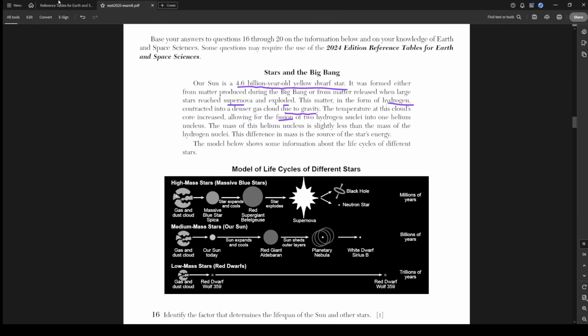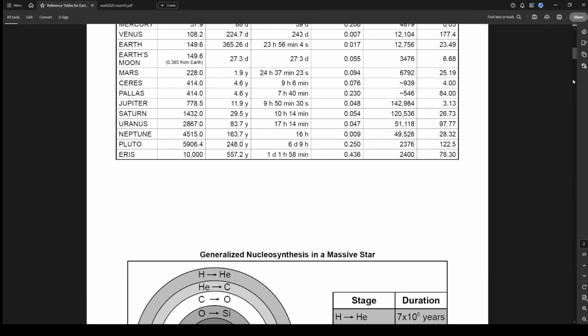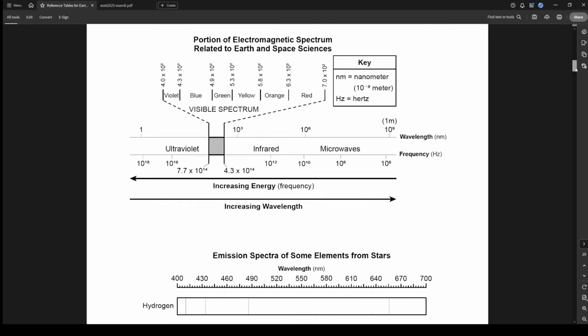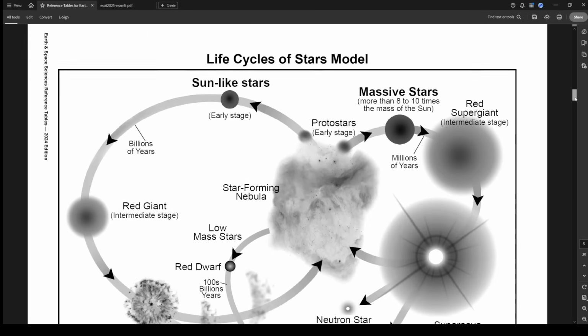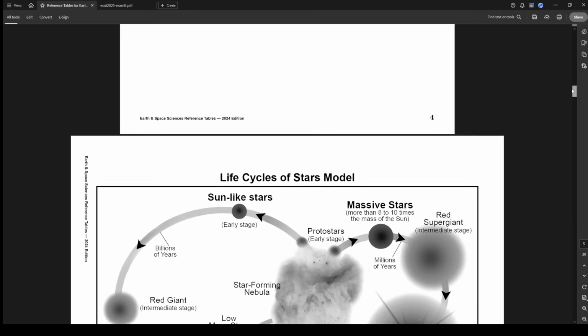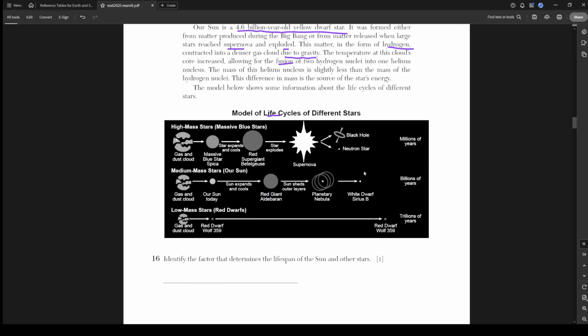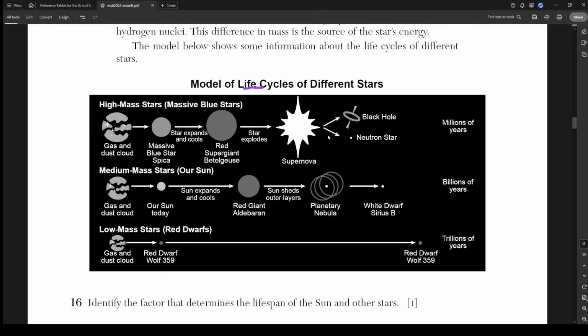Okay. So first off, if I'm seeing life cycle of different stars, I'm just going to show you. We do have a life cycle of stars reference table page. So I don't know if we'll need it. There's actually a ton of star stuff on the reference table. So we'll see. Let's see, model of life cycles of different stars.